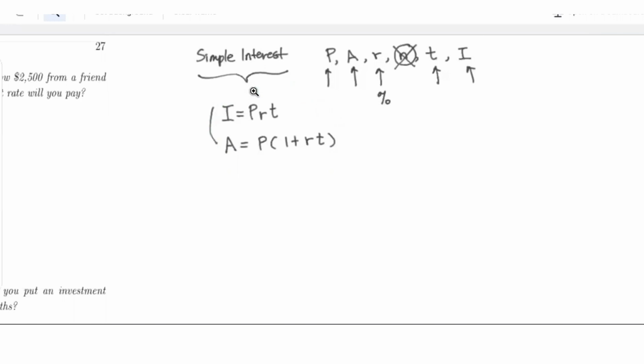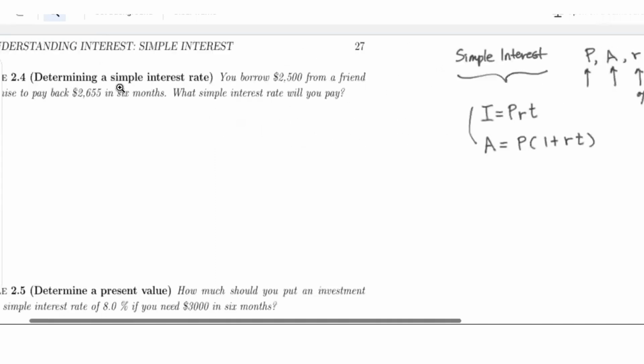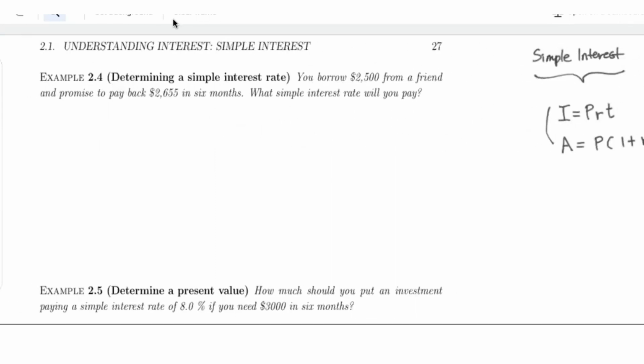All right, so I want you to look at page 27. Okay, all of you turn to page 27. Let's go over those problems together. Yellow book, turn to page 27. Let's go over this, 2.4.